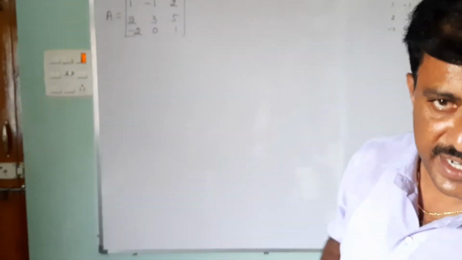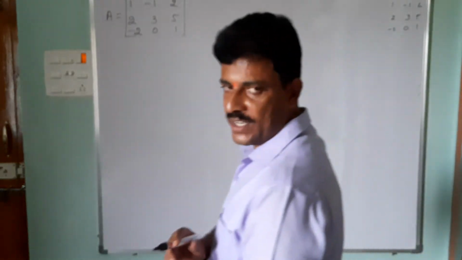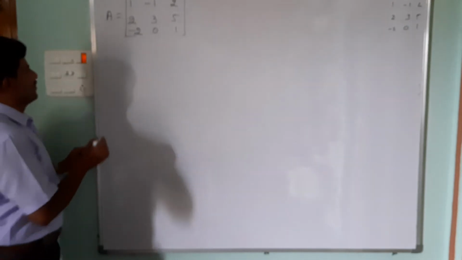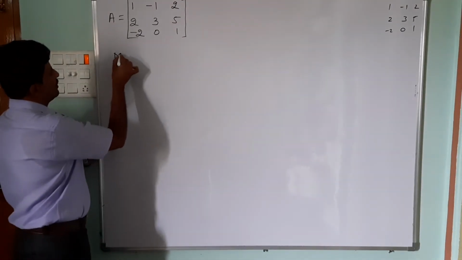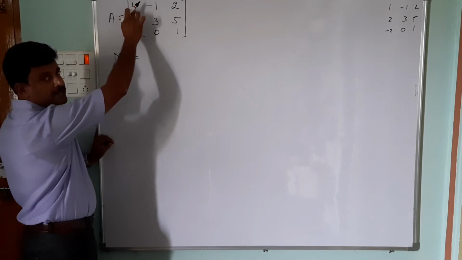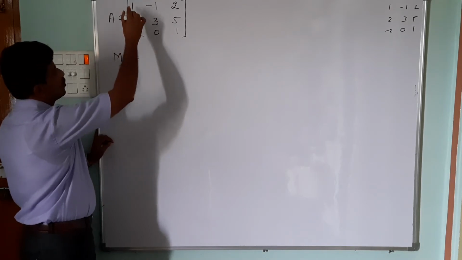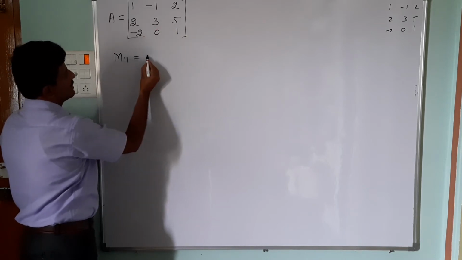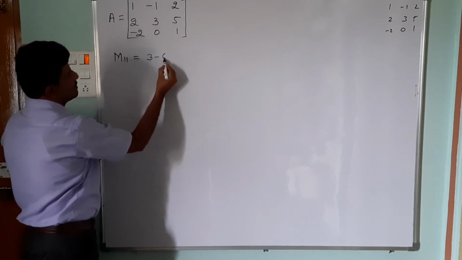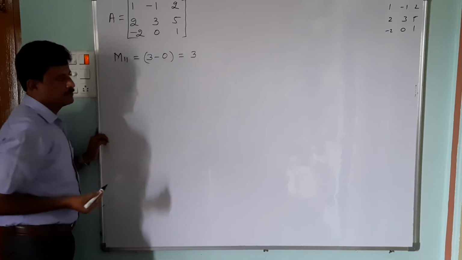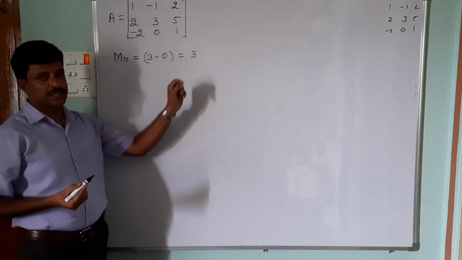First find the minors and cofactors. Next, we will put all the cofactors in one place. First M11. This is the M11 element. The minor of this: close this column and row. 3 5 0 1, 3 ones are 3, 0 minus 5 times 0, so 3 minus 0 is equal to 3. The minor of 1 is 3.